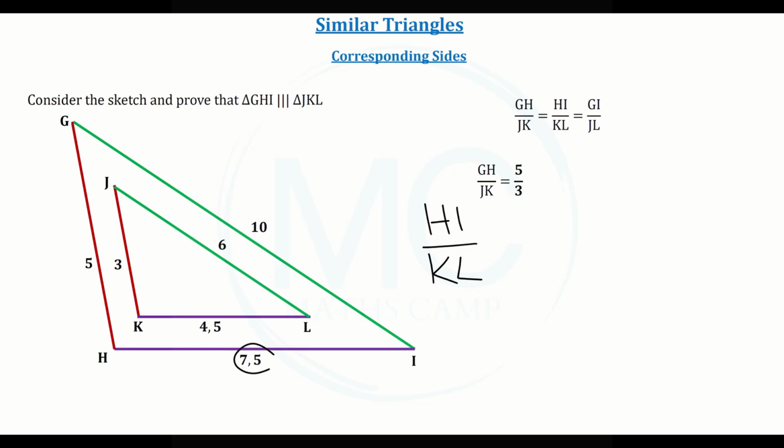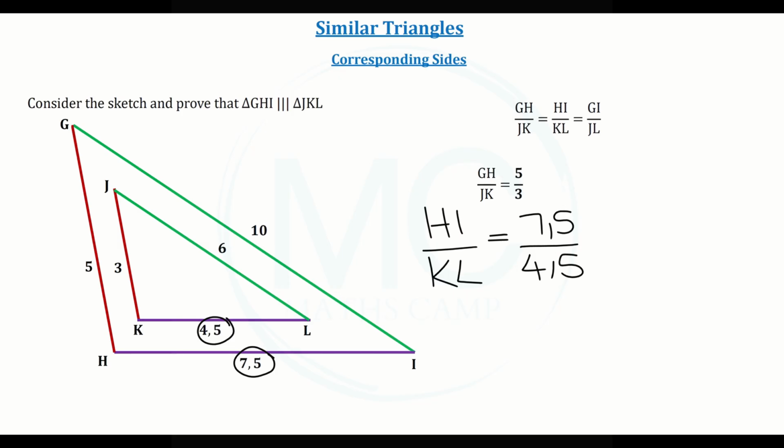HI is 7,5 units long, so we can say 7,5 over the length of KL, 4,5. Now we have decimals in our fraction, so we need to simplify this. When we simplify fractions, we usually divide the numerator and the denominator by a common factor. But if we were to do this now, we would just get more decimals. Remember that what you do to the top, you do to the bottom.